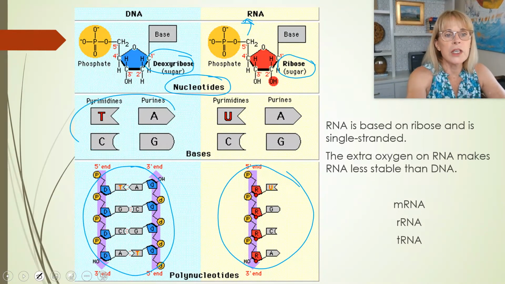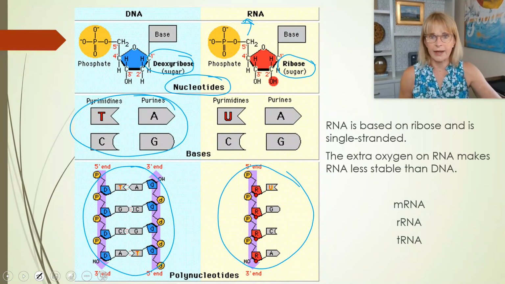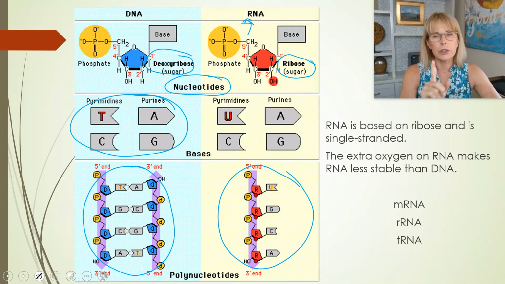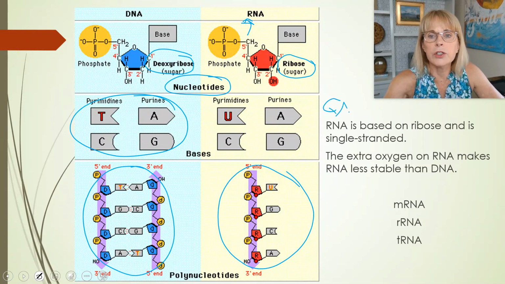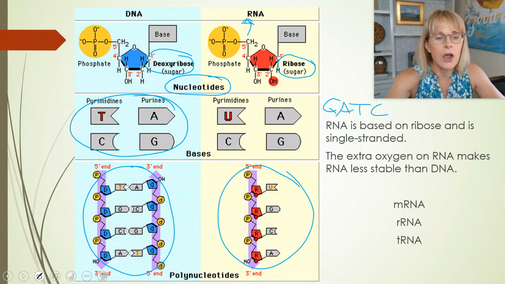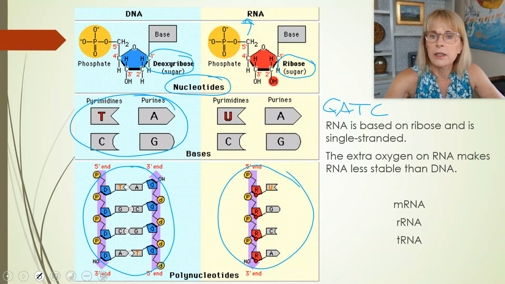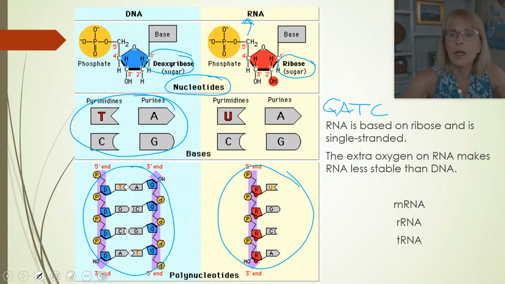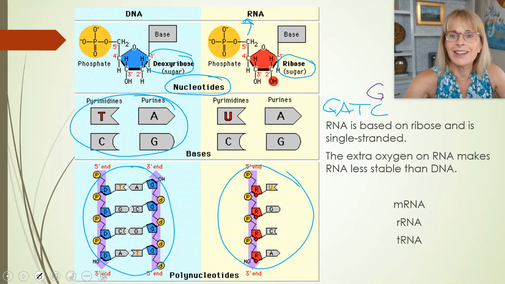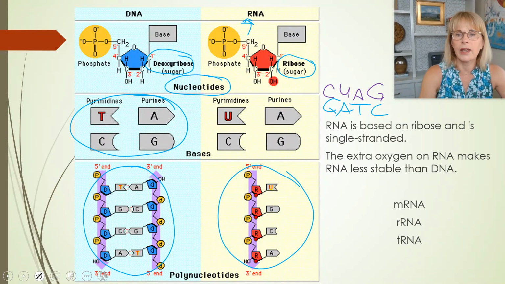DNA uses these 4 bases, Gattaca. RNA is close. DNA uses G, A, T, and C. RNA uses G, A, U, and C. All right?